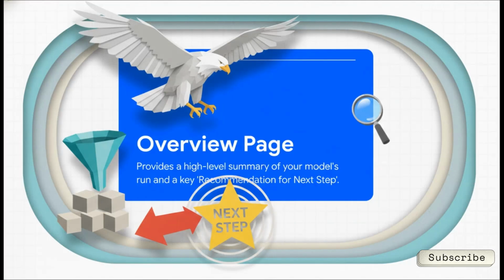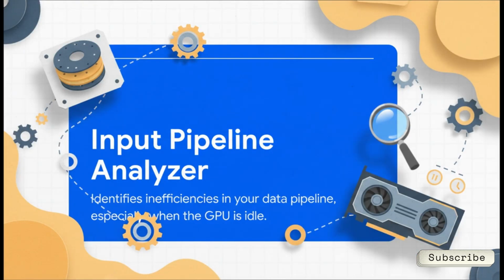So when you first open the profiler, you land on this overview page. It gives you that nice, high-level, 30,000-foot view of your run. But honestly, the absolute killer feature here is the recommendation for next step. It's awesome. It'll often just straight up tell you what's wrong. For example, if your model is input-bound, which is just a fancy way of saying it's starved for data, this page will flag it for you immediately. So useful.